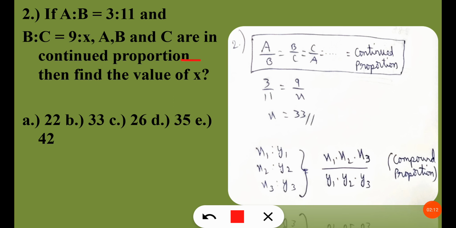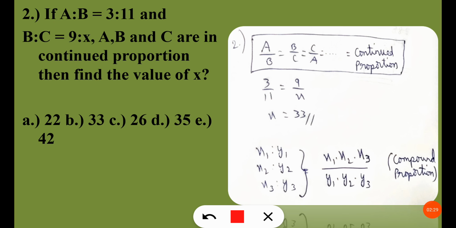What is continued proportion? If A by B equals B by C equals C by D and so on, that is called continued proportion. So it is given that A by B equals 3 by 11, B by C equals 9 by 6. Therefore, X equals 33.